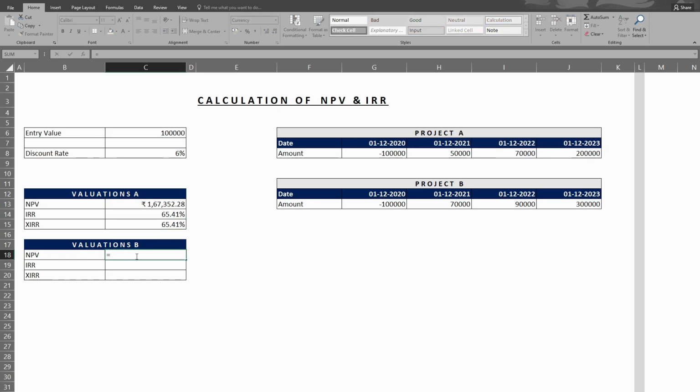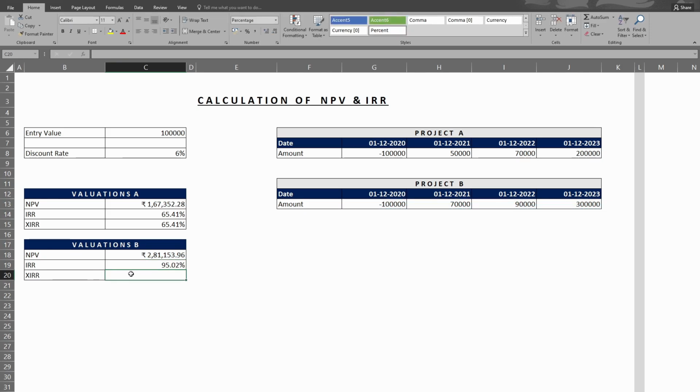NPV is equal to NPV, rate. This is our hurdle rate. Values, select the values all the way to here. Close the parenthesis. IRR is equal to IRR. These are the inbuilt formulas. You can easily calculate IRR and XIRR in Excel. Guess, leave the guess blank, just close the bracket.